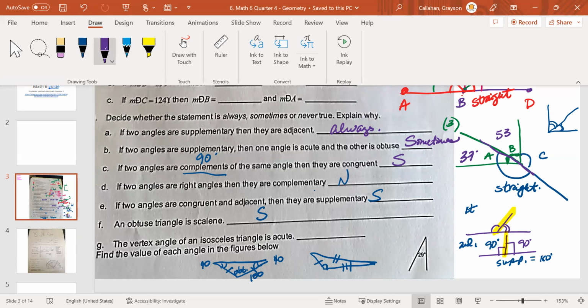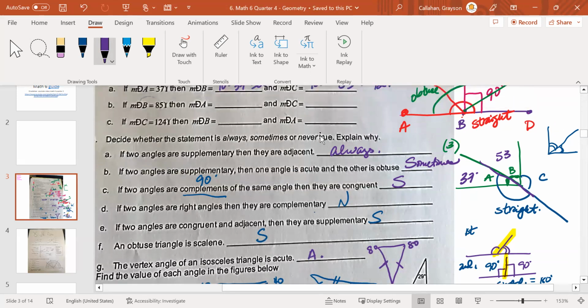The vertex angle of an isosceles triangle is acute. So if you have an isosceles triangle, that means two sides are equal, right? If it's isosceles, these two sides are equal, so these base angles are acute, so we could say this is 80, 80, right? Which is 160, that would be 20. So I can say that this is always true. Okay, so make sure you actually write the answers down, okay?